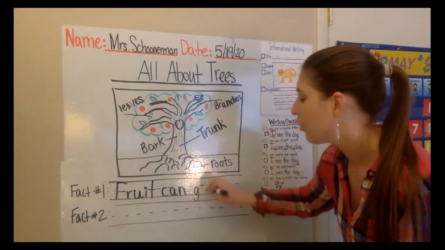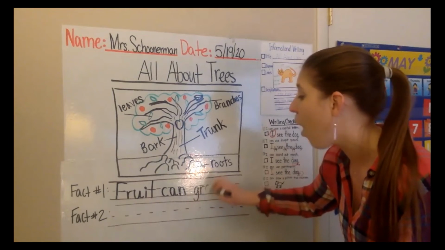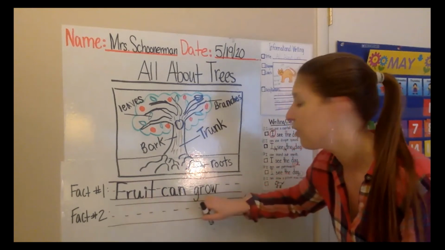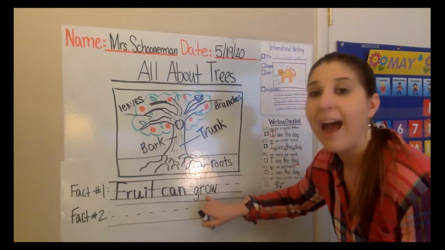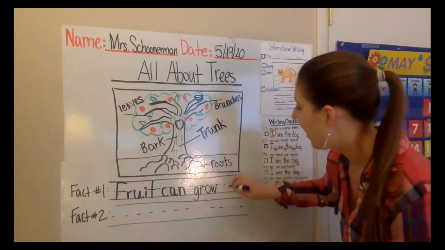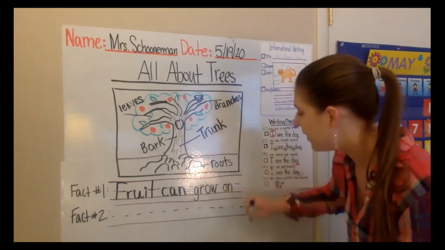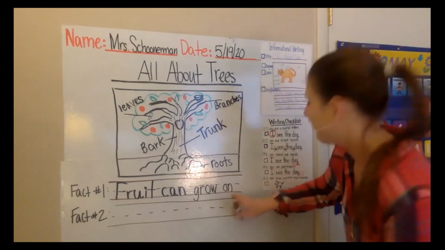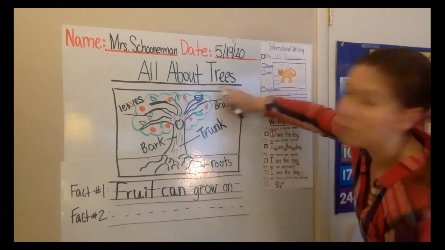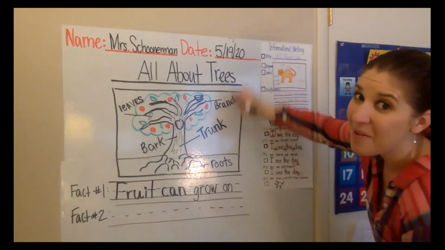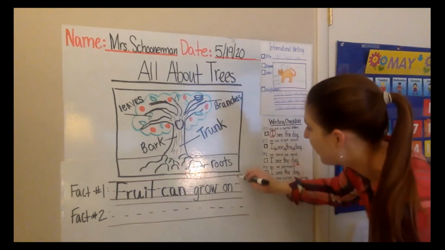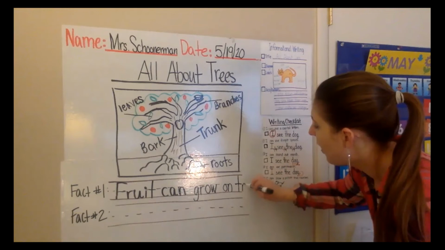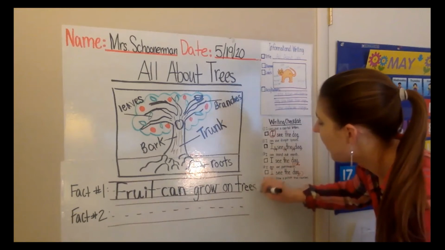G. O. W. Fruit can grow on trees. And we already wrote trees right up here. So we could save time and look up at the top at our title, on trees. It starts with a T, R, E, E, S.